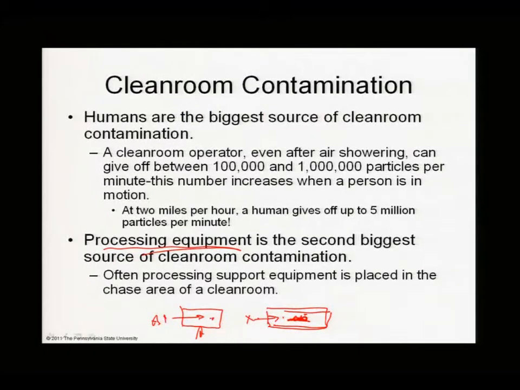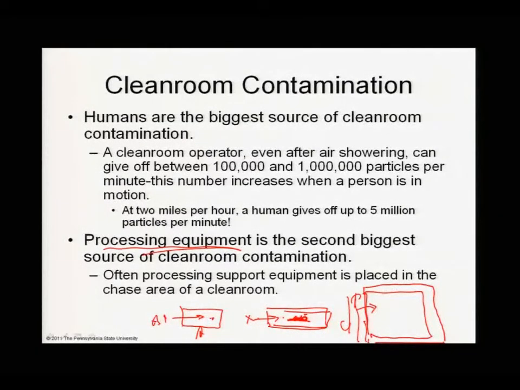For that reason, to try to minimize that, often equipment is placed in the chase area of a clean room. So here's a clean room. Chase area is what you call this volume around the clean room. Let's suppose this is where you walk up and down in front of the clean room here. This is the clean room. Maybe there's glass here and you're going to look in.